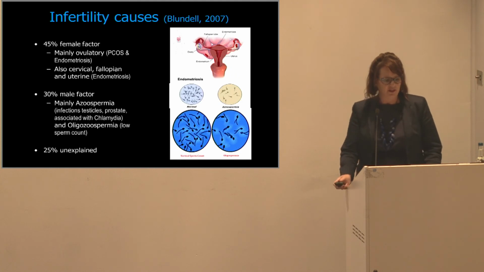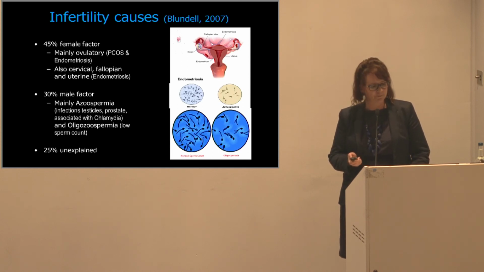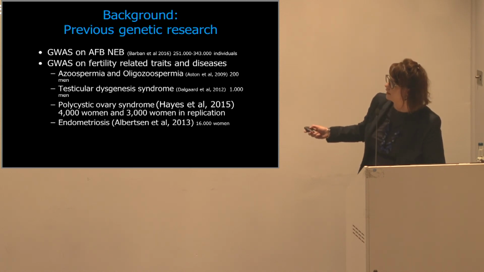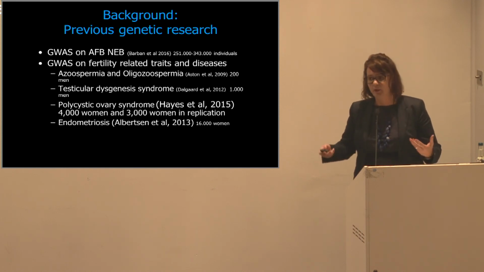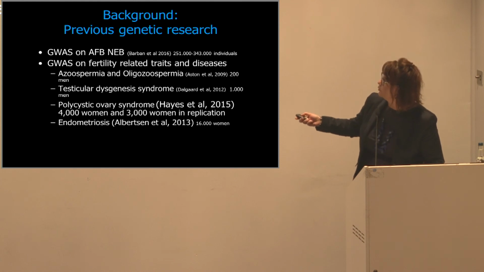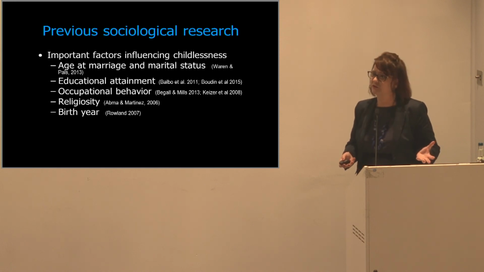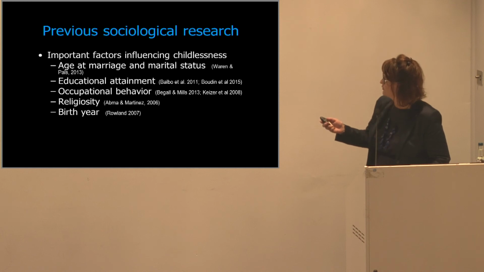So we know that infertility is related to a lot of genetic factors. For females, it's related to PCOS and endometriosis, and for men, it's often related to sperm quality and function. So we gathered the genetic findings that we could find that would predict childlessness or infertility. We looked at those. Some of them are not available, and these people kindly gave us their results. And then we looked at the social factors that you often look at when you're looking at childlessness, so age at marriage, educational attainment, occupation, these kinds of factors.